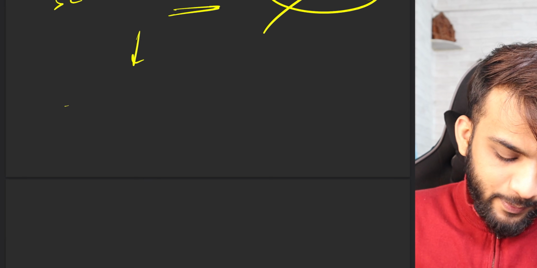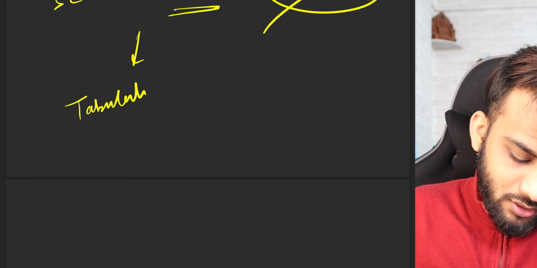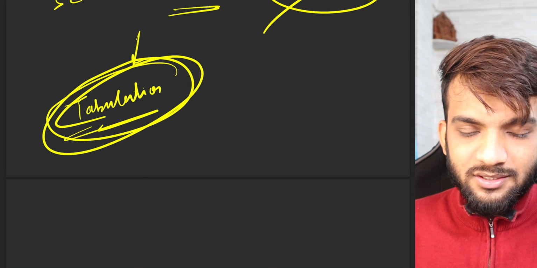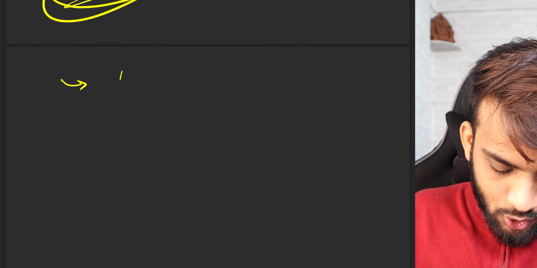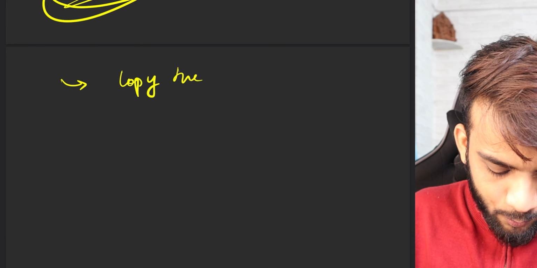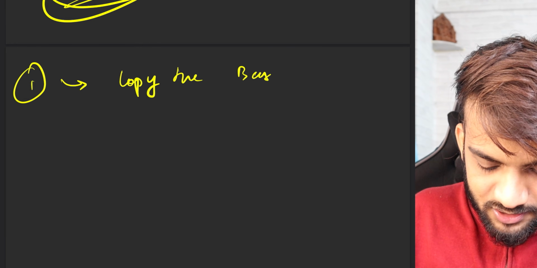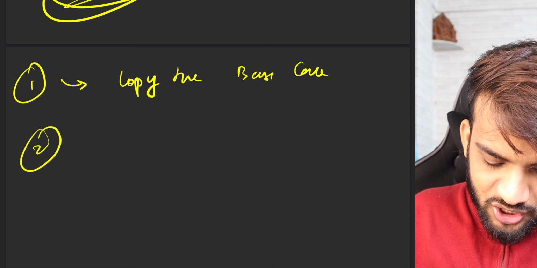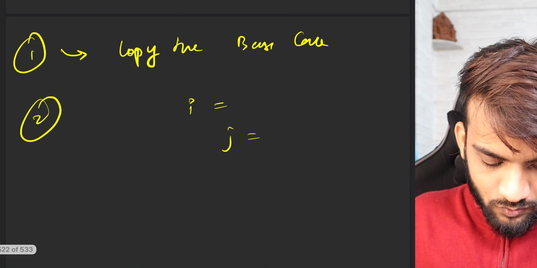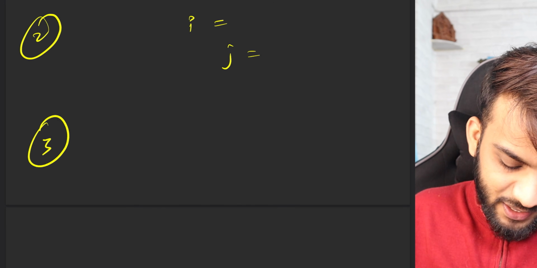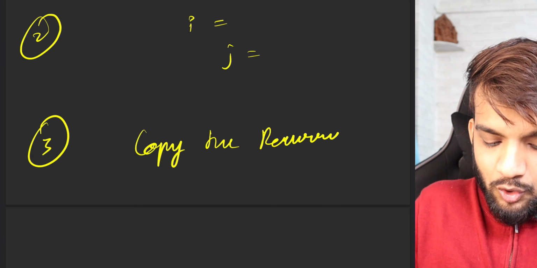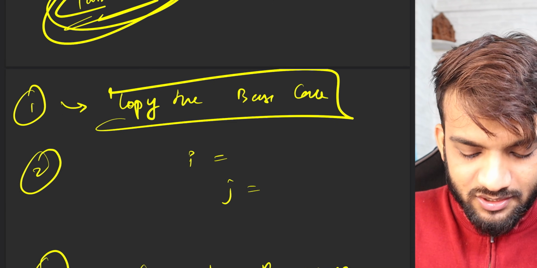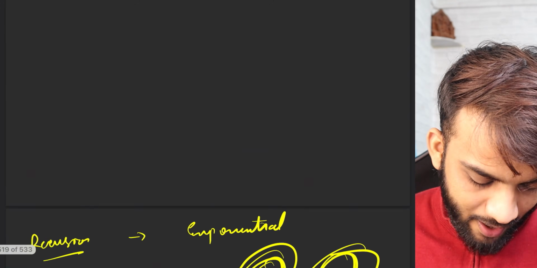So how do you optimize this? Tabulation. Tabulation is the way to optimize this. And how have I taught you tabulation? Step 1, copy the base case. Write down the changing parameters in opposite order. Copy the recurrence. So if I go and copy the base case, do I have a base case? I do have. What is the base case?